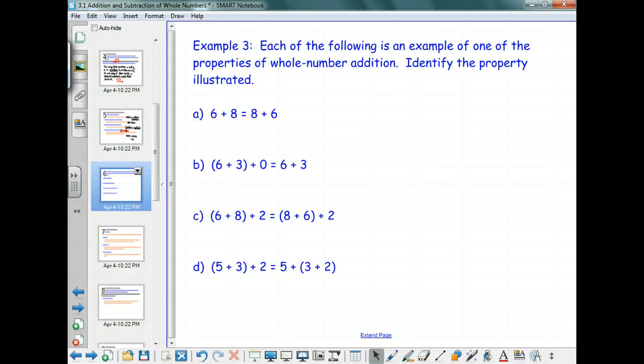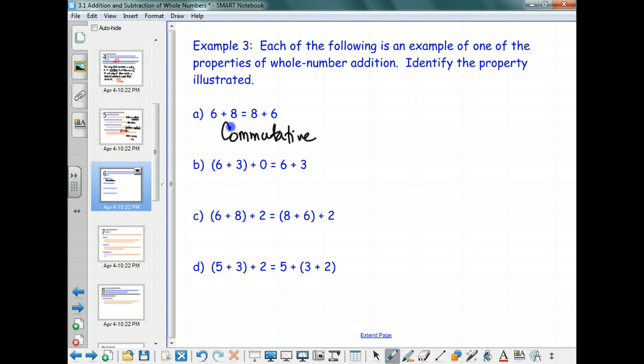All right. So what we're going to do on the next slide is we're going to actually identify which property is being used in which example. So on the first one, this says 6 plus 8 is equal to 8 plus 6. What property is that? That is commutative property, right? Because the commutative property says I can do it in the reverse order and it doesn't change the result.